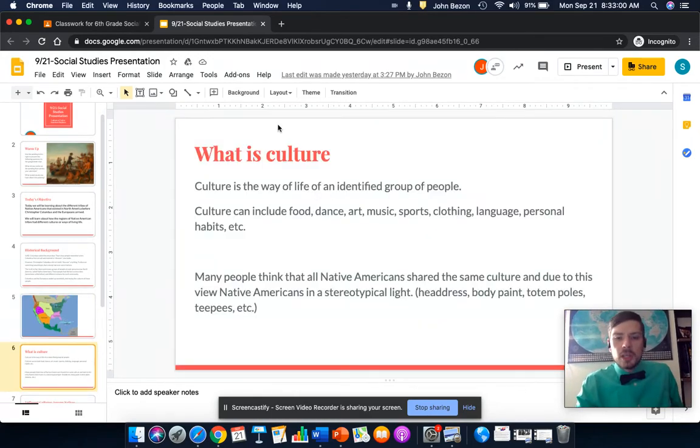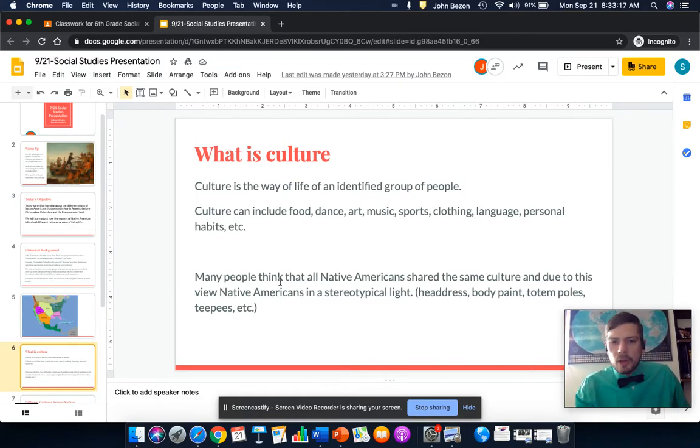What is culture? Culture is the way of life of an identified group of people. Culture can include food, dance, art, music, sports, clothing, language, personal habits, etc. Culture can be a lot of different things. Just think about it as day-to-day life, what people do in their day-to-day life, okay?